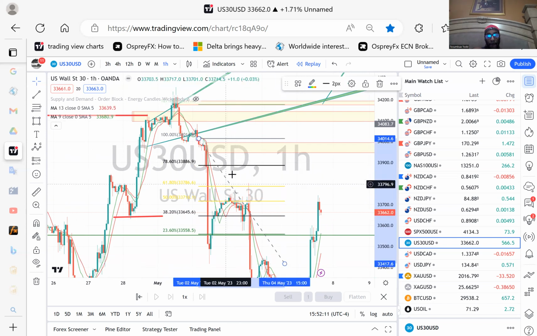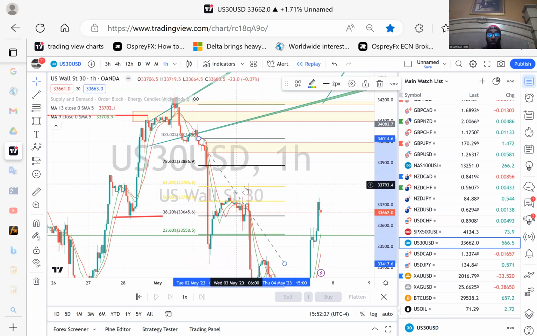right here, to this imbalance. That's my optimal trading entry. You're not going to get it all the time. And if you don't, that's cool. You don't take the trade. Maybe you can figure out a way to get in at another point.